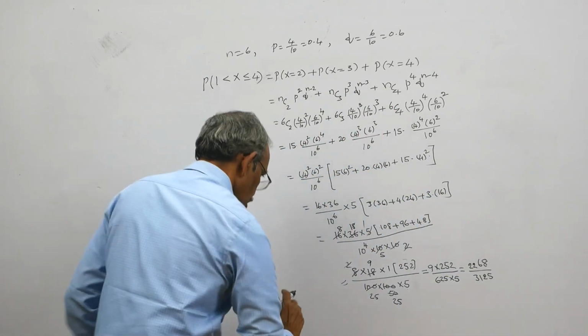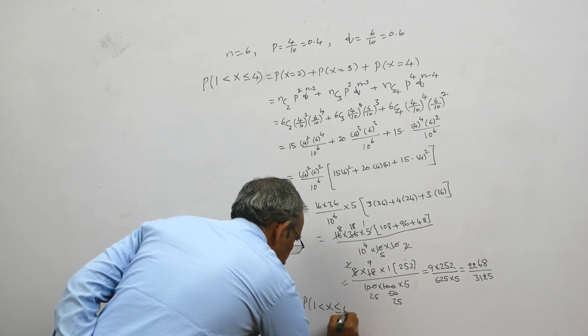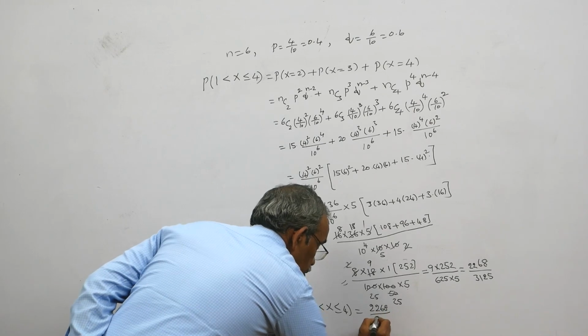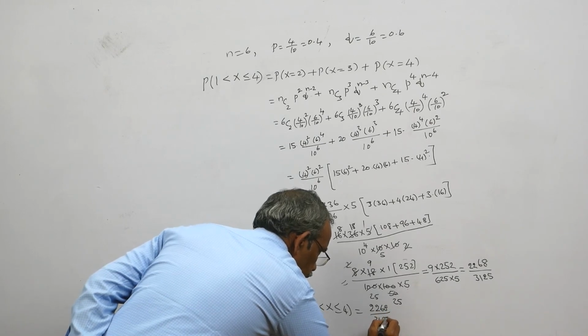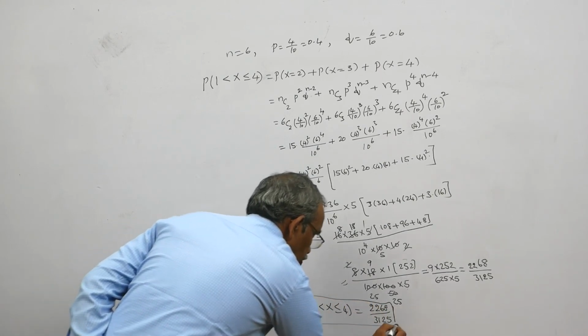This is the probability of 1 less than x less than or equal to 4, equal to 2268 by 3125. This is the required value.